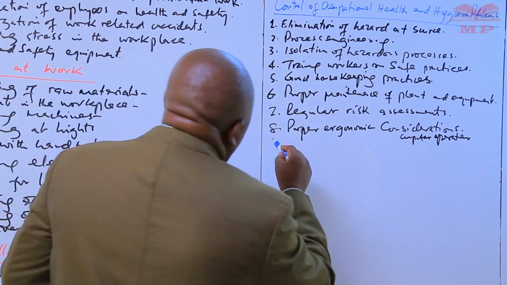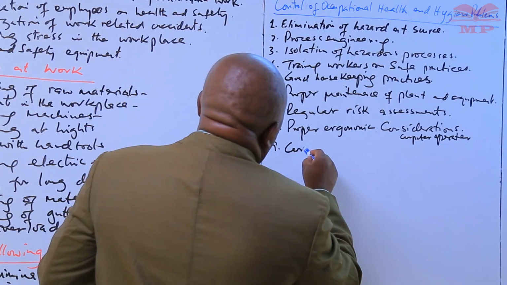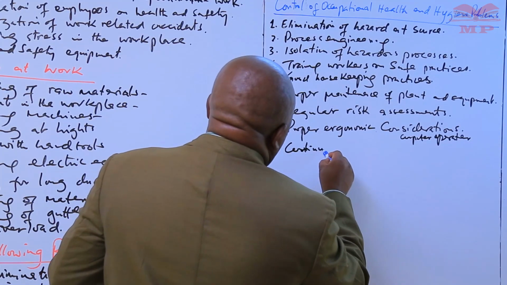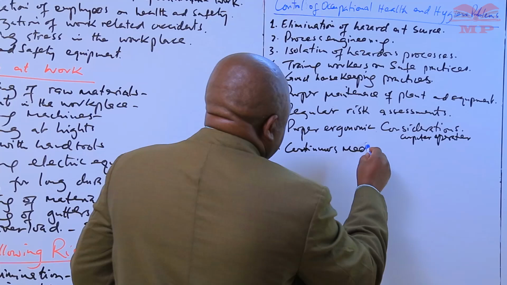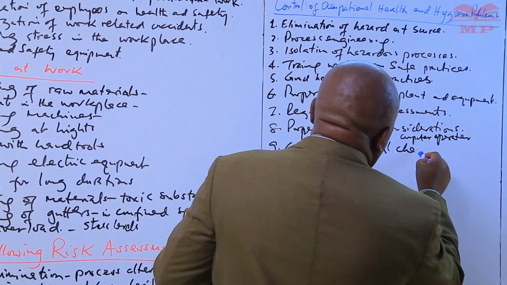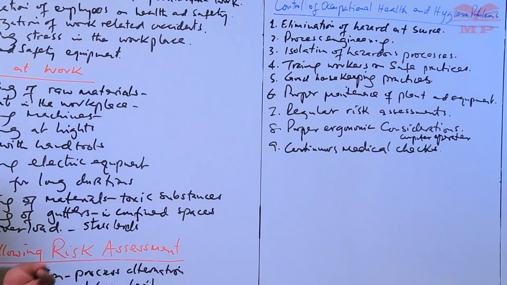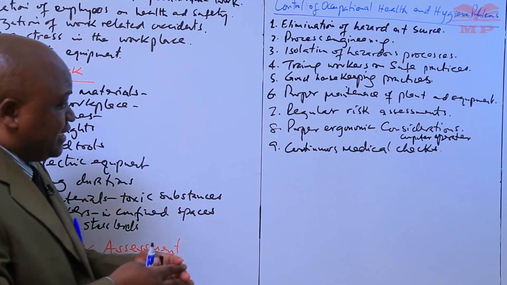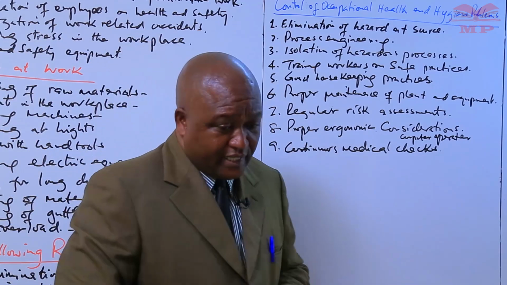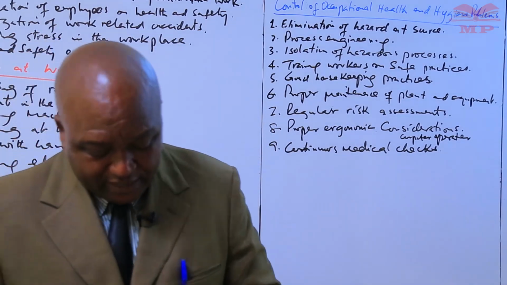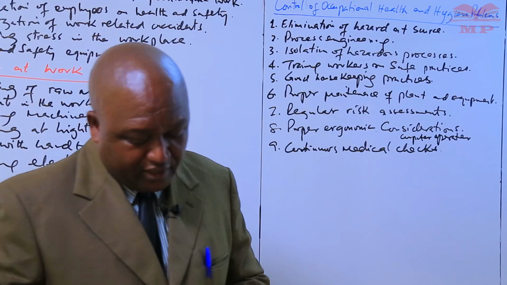Then you have also what you call continuous medical checks. Continuous medical checks among the employees within the work environment. So continuous medical checks can ensure that anything that is detected within the work environment can be addressed appropriately to ensure that occupational problems are basically minimized and so on.